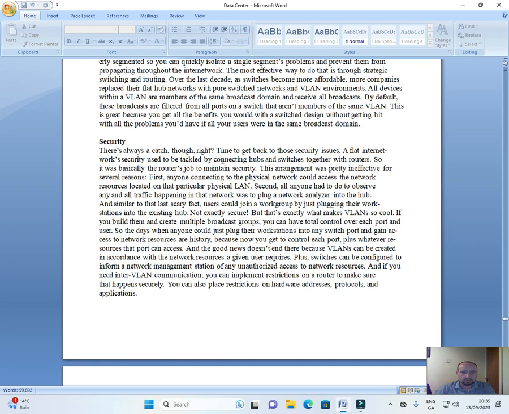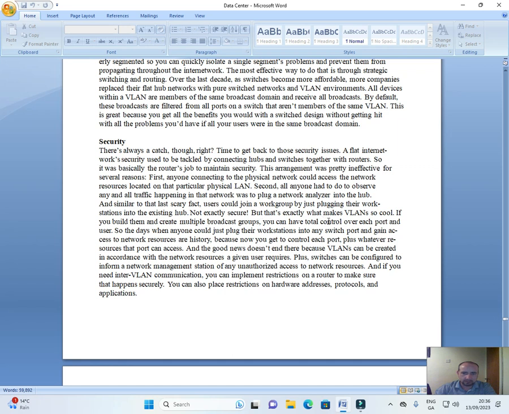Security. There's always a catch though, right? Time to get back to those security issues. In a flat internetwork, security used to be tackled by connecting hubs and switches together with routers, so it was basically the router's job to maintain security. This arrangement was pretty ineffective for several reasons. First, anyone connecting to the physical network could access the network resources located on a particular physical LAN. Second, all anyone had to do to observe any and all traffic happening in that network was to plug a network analyzer into the hub, and similar to the last scary fact, users could join a workgroup by just plugging their network stations into an existing hub.